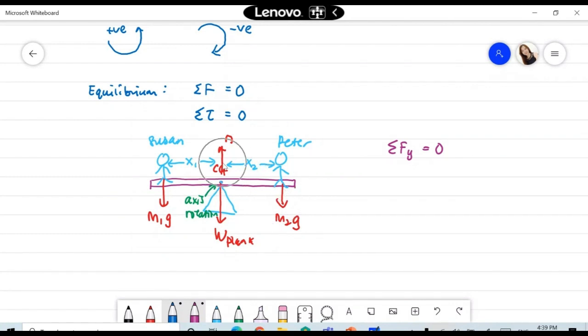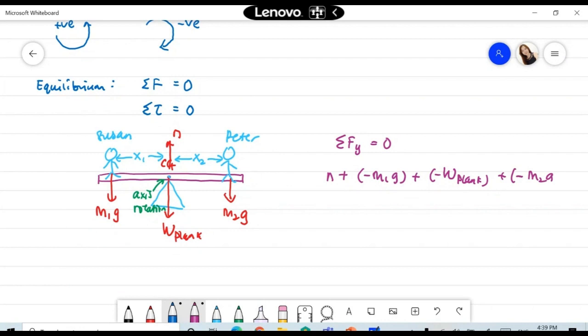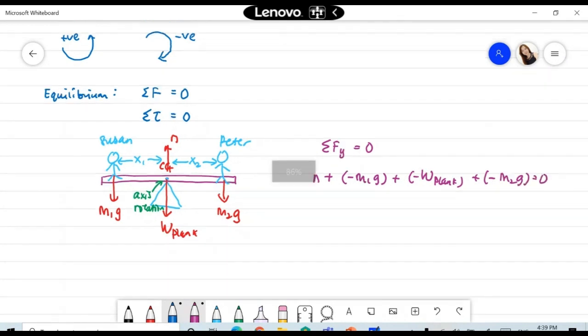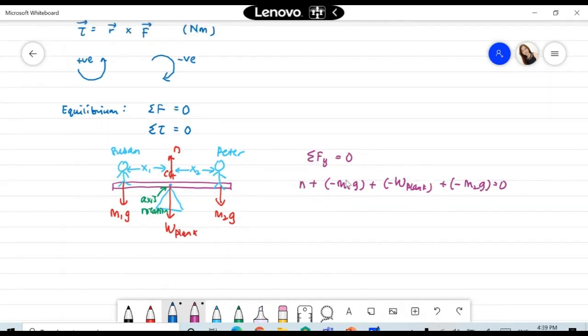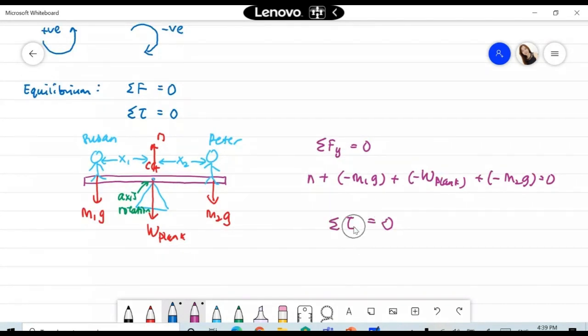If I assume that up is positive and down is negative, I add up all the forces together and I get N plus negative m1g plus negative weight of the plank plus negative m2g is equal to 0. Okay, this is the first condition for equilibrium. The second condition for equilibrium is that the summation of torque is equal to 0. You must know where the axis of rotation is. For this seesaw, the obvious axis of rotation is located on top of the fulcrum.